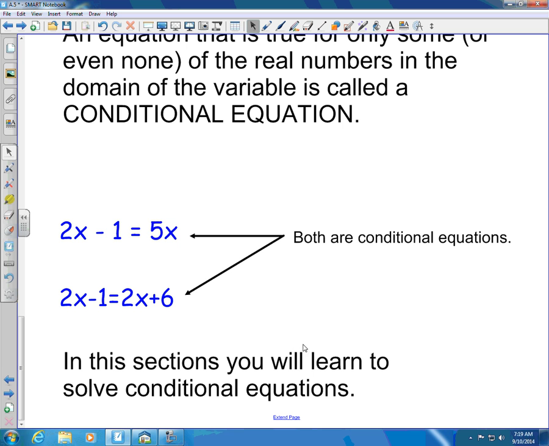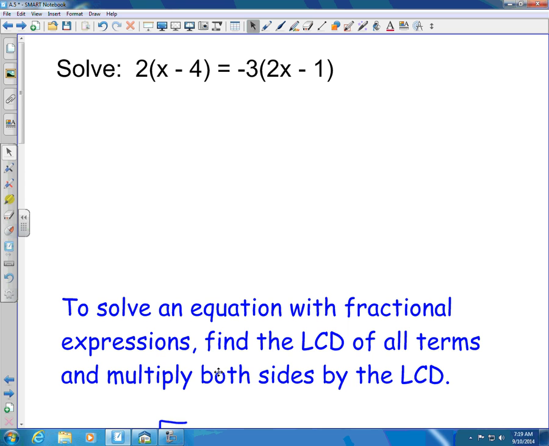In this section, as I said, you're going to learn to solve many different kinds of conditional equations. Let's take a look at the first kind. The first kind would just be solving a linear equation like this.